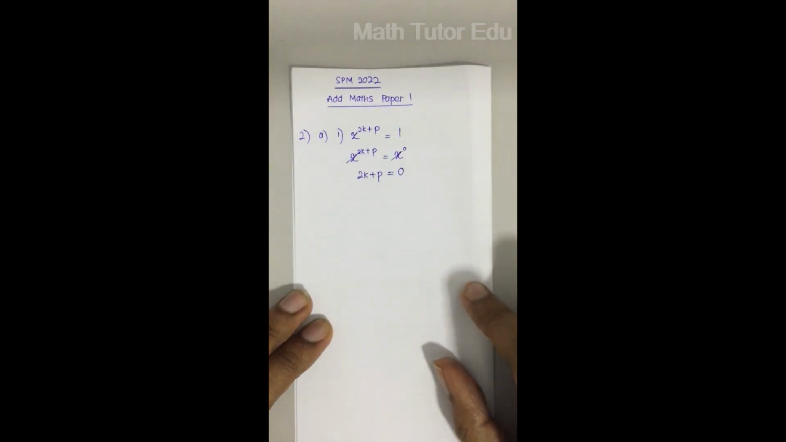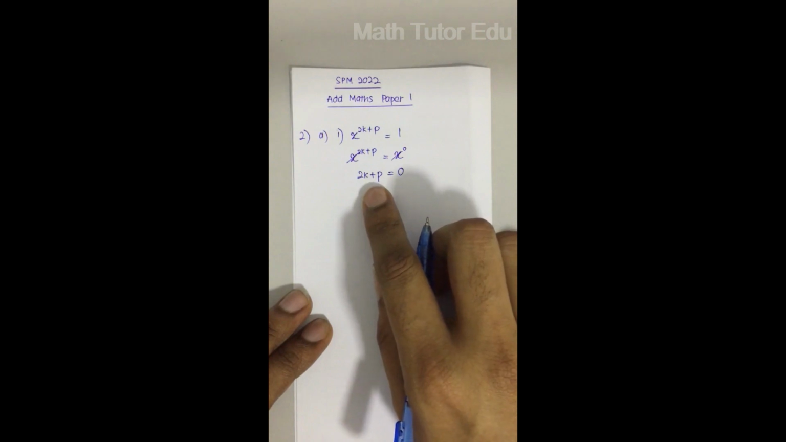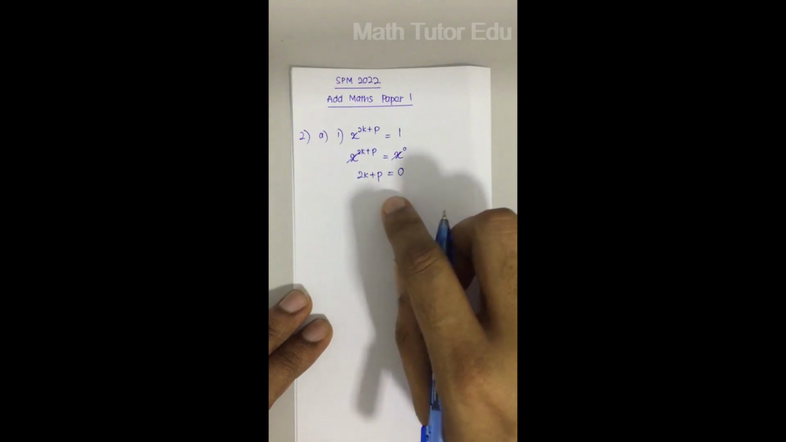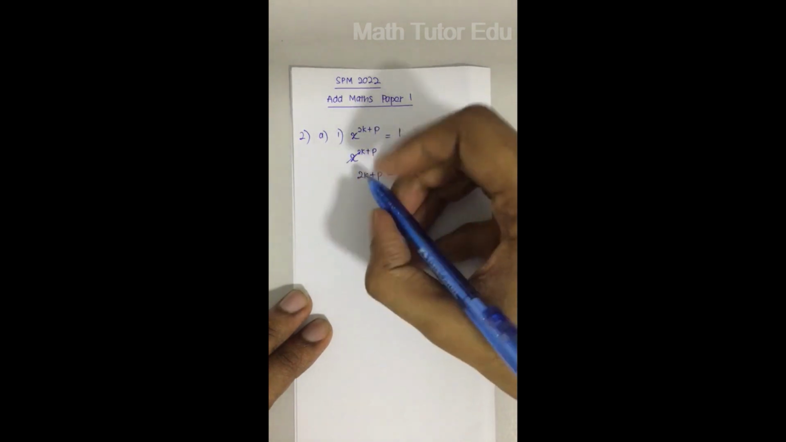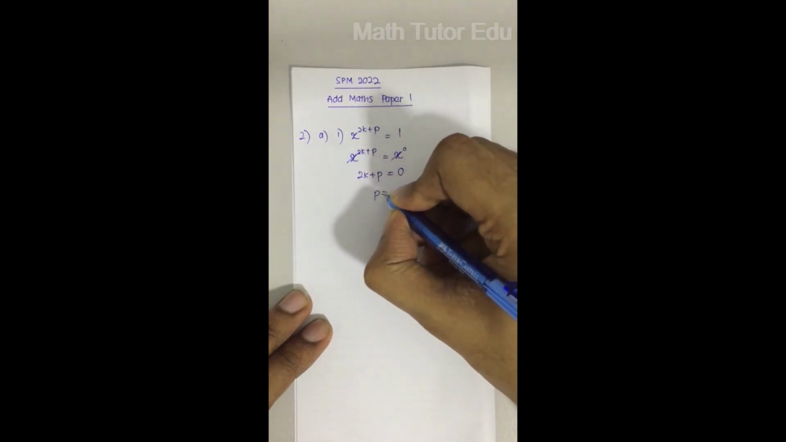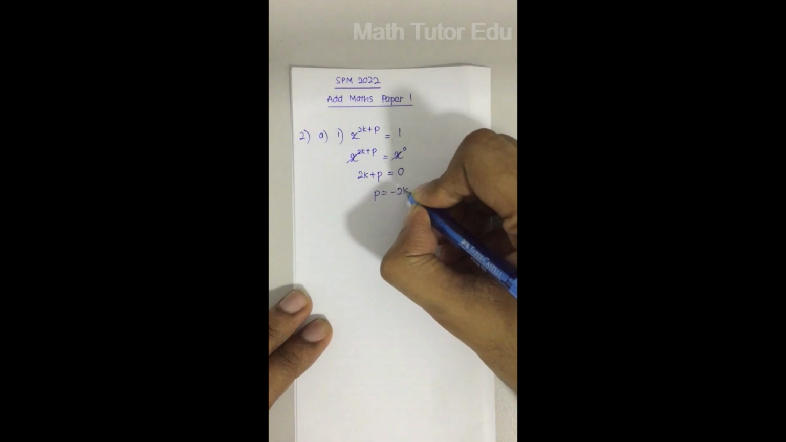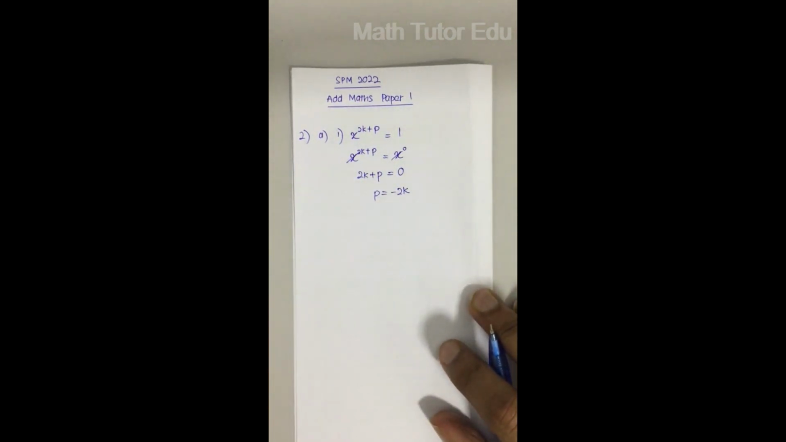Since we need to express p in terms of k, the 2k from the left hand side you move over to the right hand side. So you get p equals negative 2k. This is your answer for question 2 part A, first Roman.